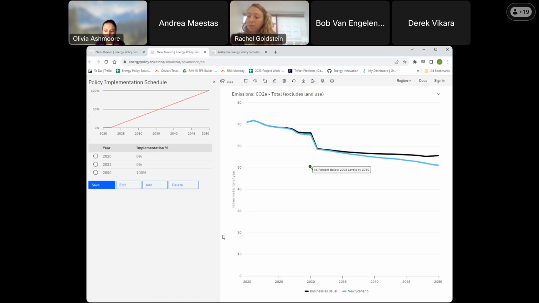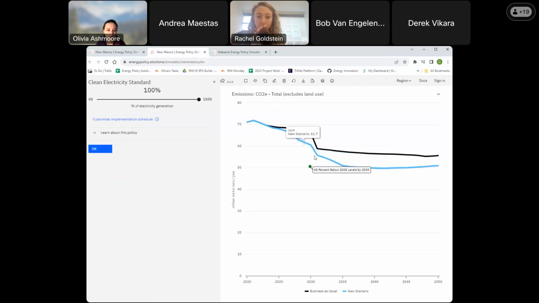So, for example, if you wanted the policy to reach 100% by 2035, you could do that here. You're going to click Add, type in the year, and the percent implementation. So if we want 100% of the policy implemented by 2035, we can do 100% here. Click OK, and you'll see this graph will update. And click Save, and the model will update in real time so we can see how reaching that 100% clean electricity standard by 2030 really changes the future emissions projections.